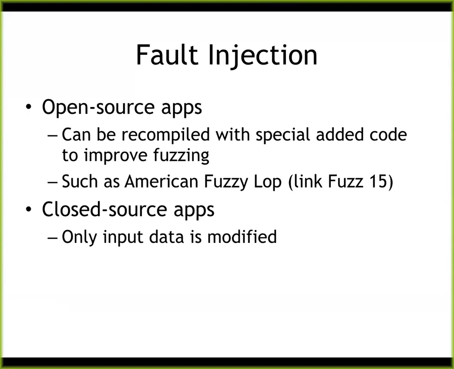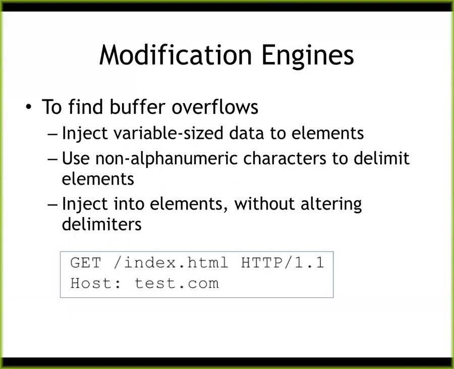If you have closed source apps, though, like proprietary Microsoft stuff, you don't have this option. You can't modify the source code. So all you can do is send input data, so you've got to have some kind of modification engine. Now, if you're thinking about buffer overflows of the type we started this class with, then the main thing is to put in large strings where it expects small strings. So you're just trying to make things longer.